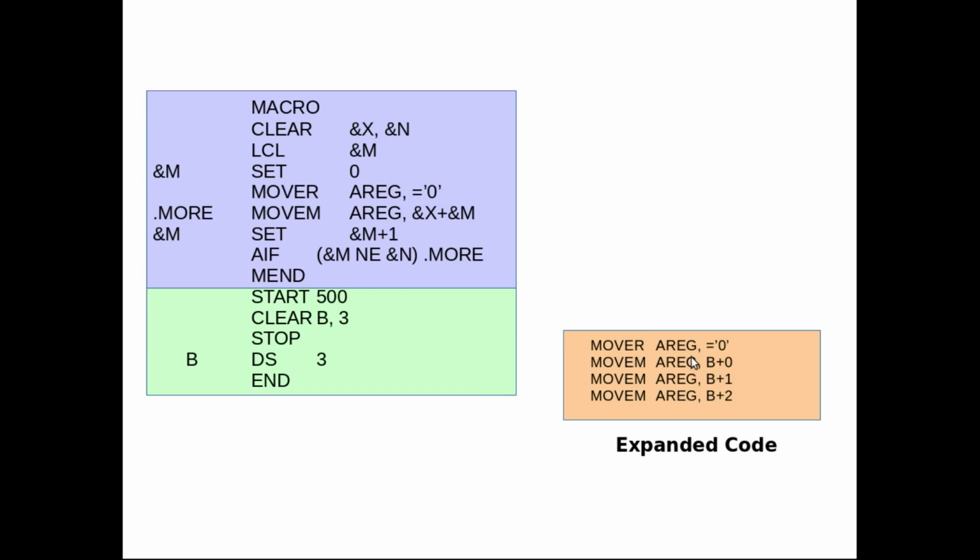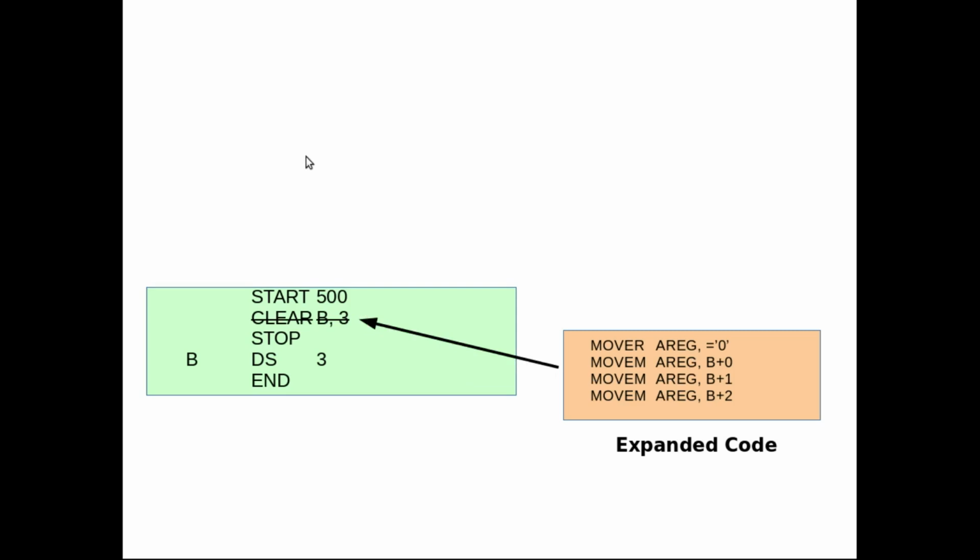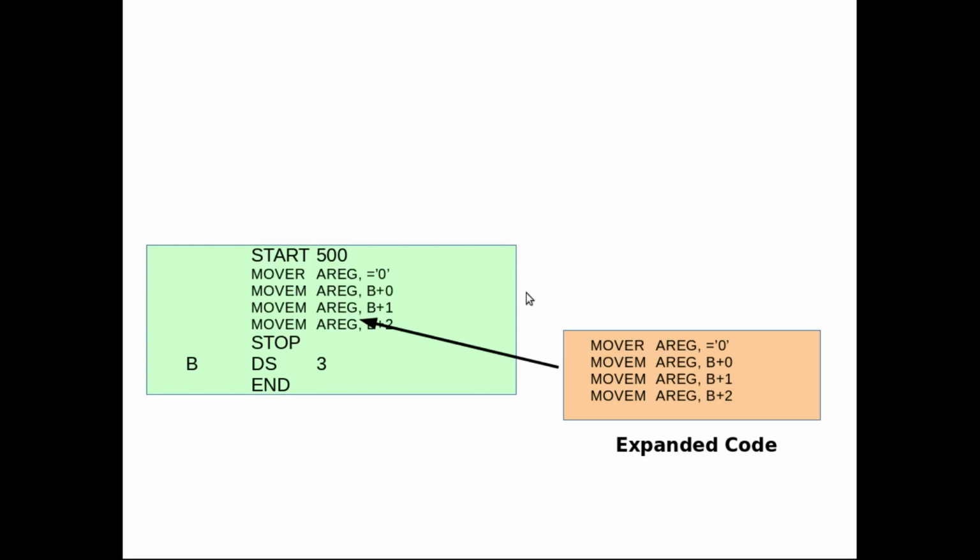And now we can place this generated code in place of the macro call. So we can remove the macro definition, we can remove the macro call, and in place of the macro call I can put these 4 statements, and this would be my final code that is generated after macro expansion. So we saw one way to write expansion time loops.